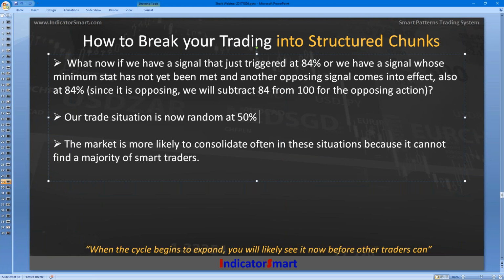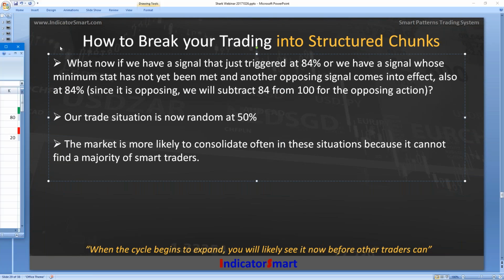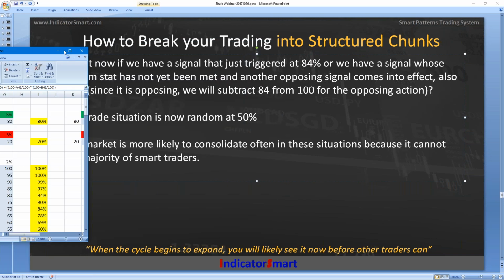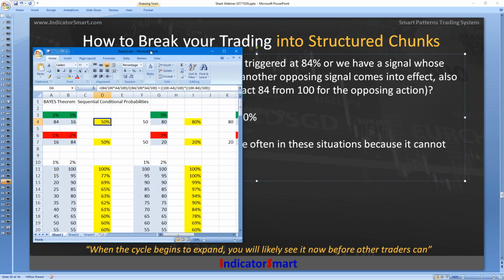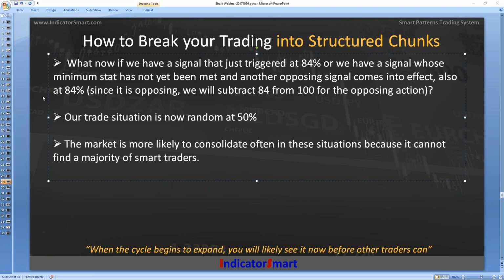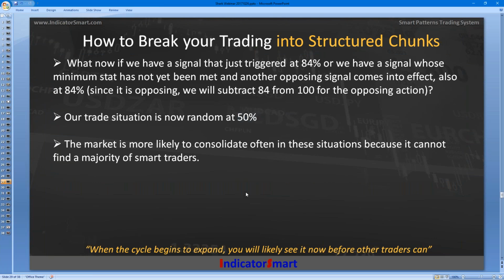And this happens sometimes. You fire a trade, and then while you're managing it, another trade sets up in the opposing direction. Oh no, right? That's usually in consolidation. So this thing becomes a consolidation indicator too, because sometimes you'll be seeing multiples at the same time and you're stuck in a range. So you don't really want to trade random. You don't want to go back to that random 50-50 thing. You know it's going to go one way or the other, but you don't know which. So you make an intelligent money management decision. If you're not in, stay away because you're in consolidation. So the market is more likely to consolidate in these situations because it can't find a majority of smart traders.